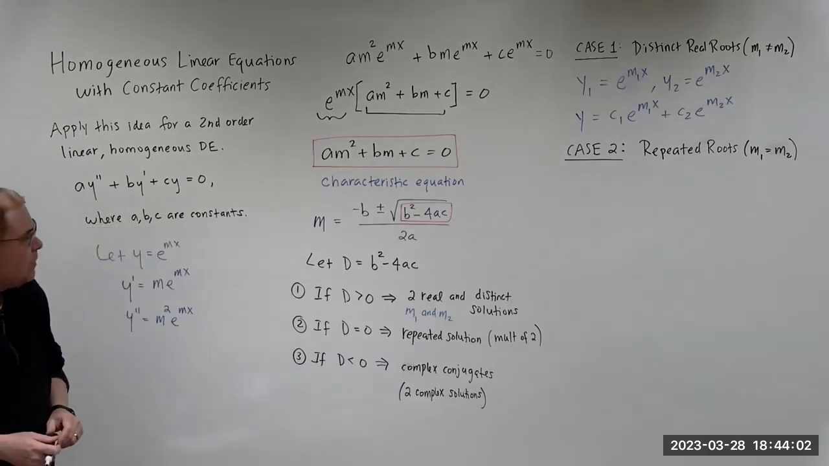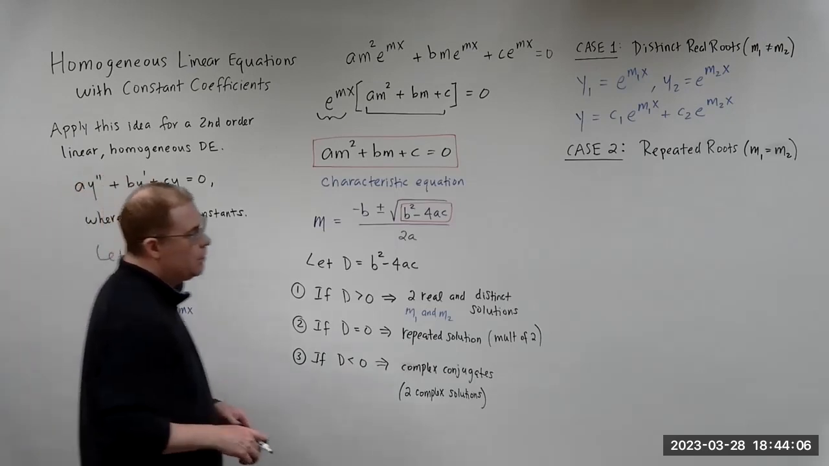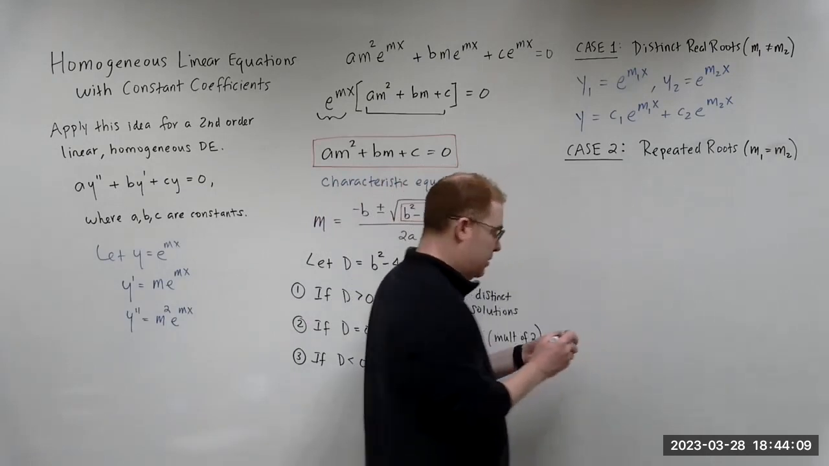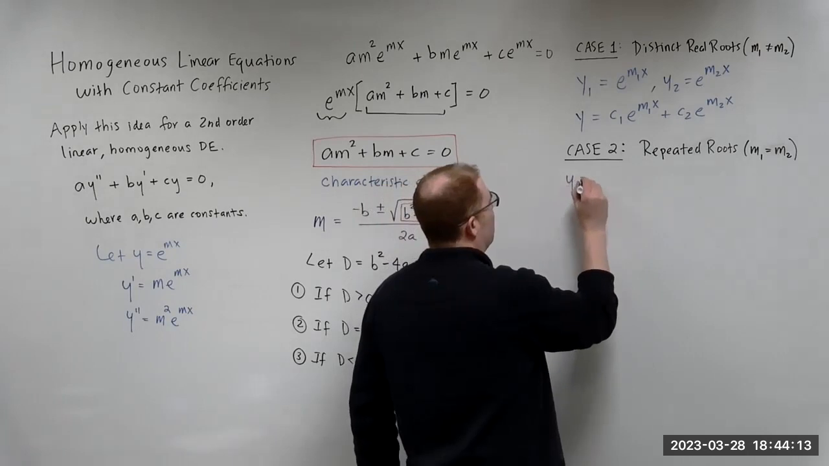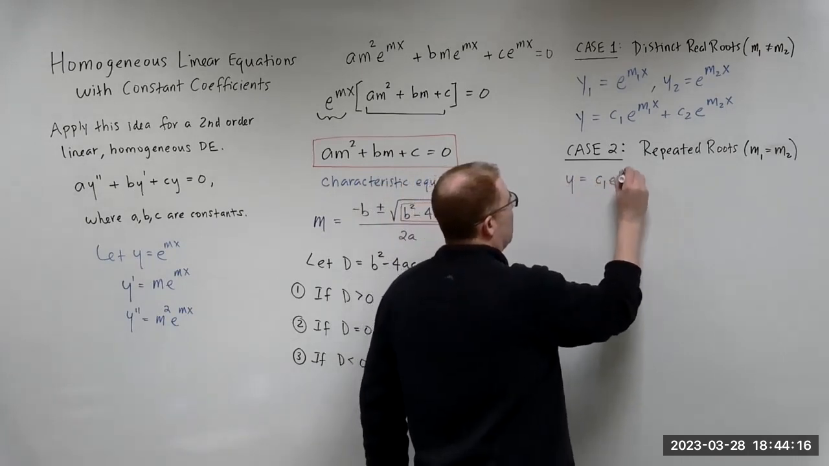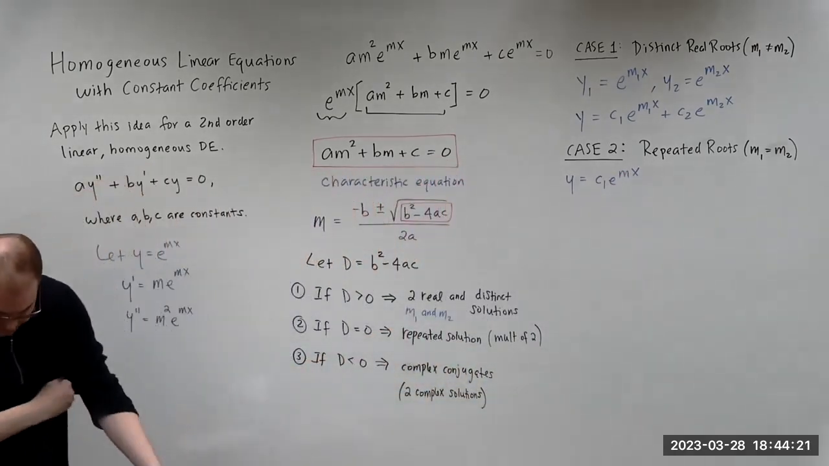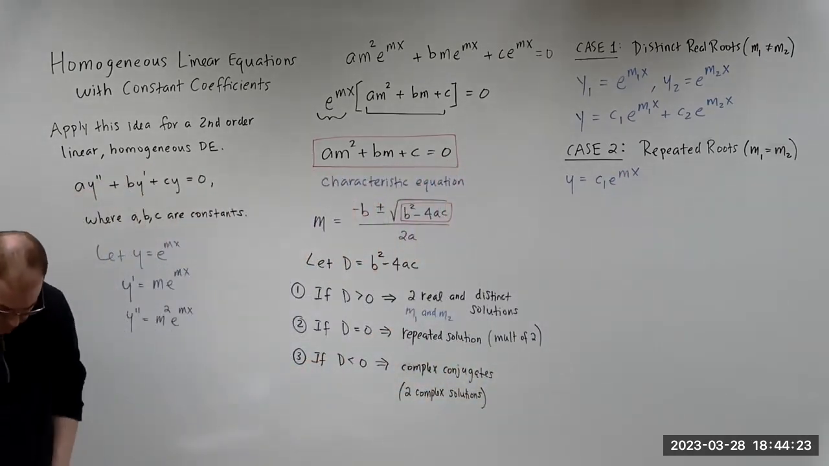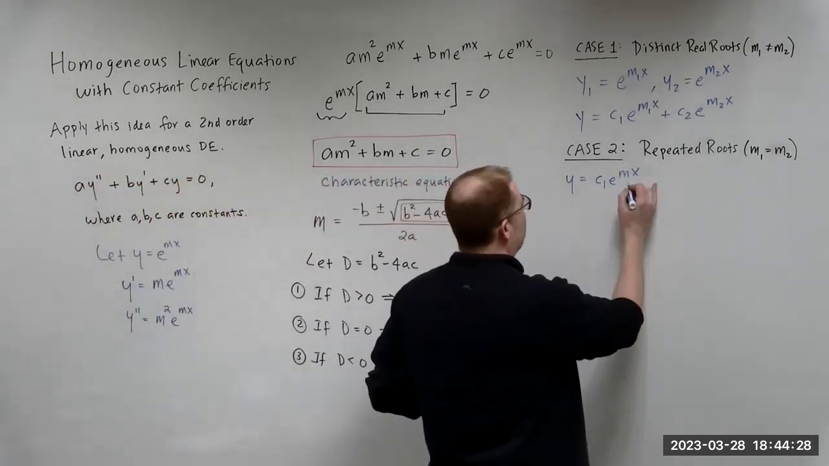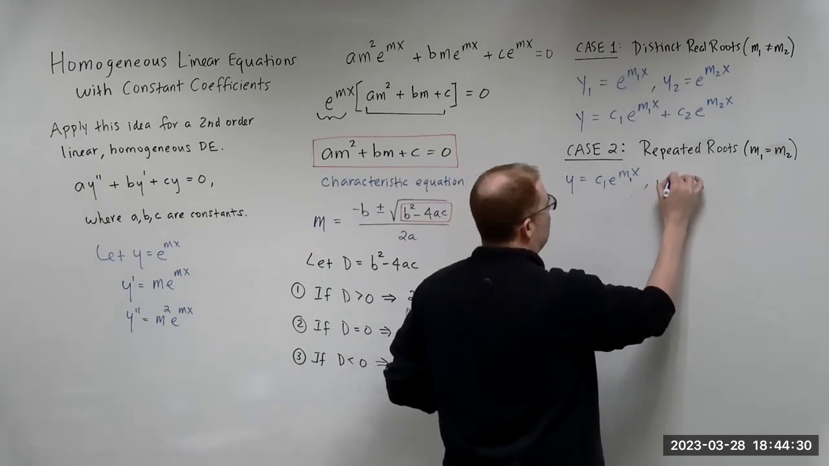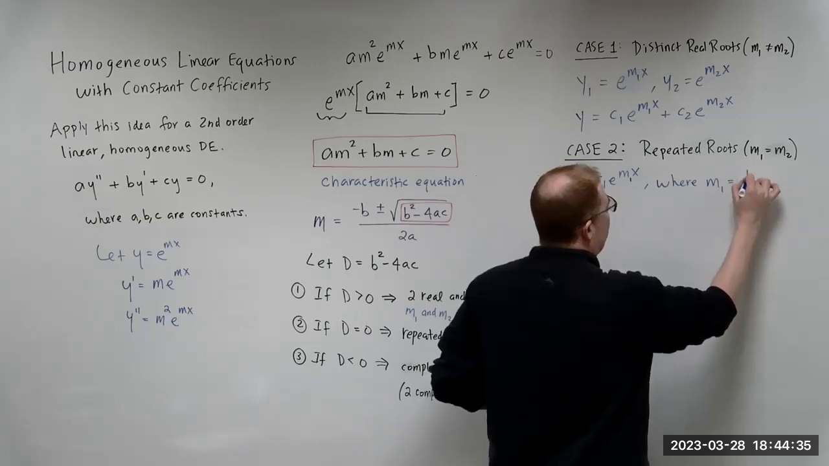We know that because of this, one of the solutions will be that form, where M1, technically we have M1 here, is equal to B over A.